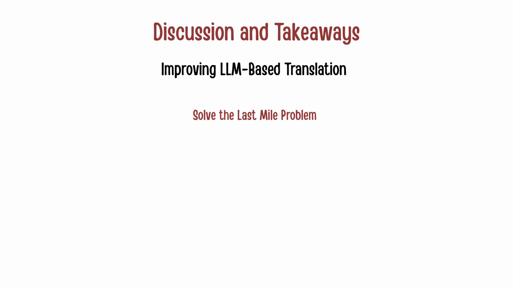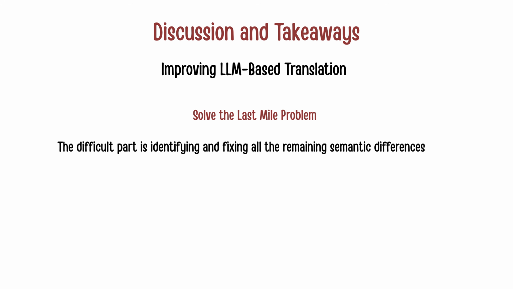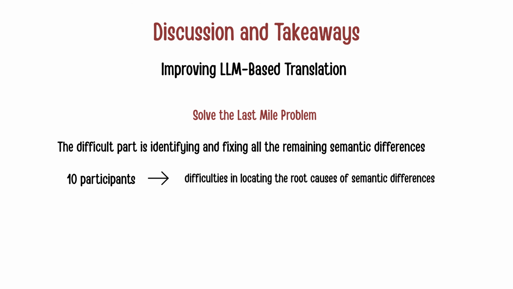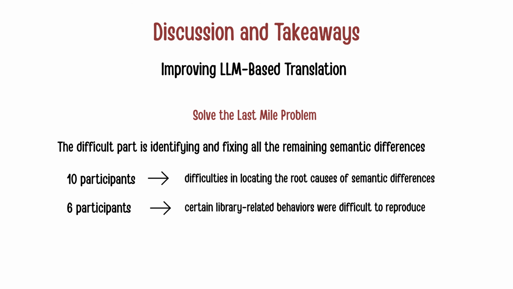The third challenge is the final stage, making the translation completely correct. The study shows that translating most of a C program into safe Rust is feasible. The difficult part is identifying and fixing all the remaining semantic differences. The participants reported that debugging was often tedious. 10 users specifically mentioned difficulties in locating the root causes of semantic differences. 6 mentioned that certain library-related behaviors, such as regular expressions, were difficult to reproduce.